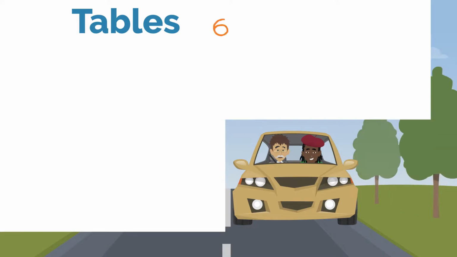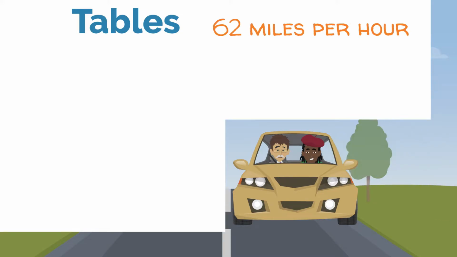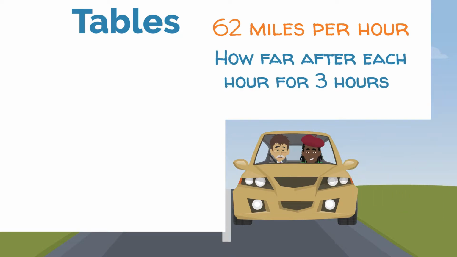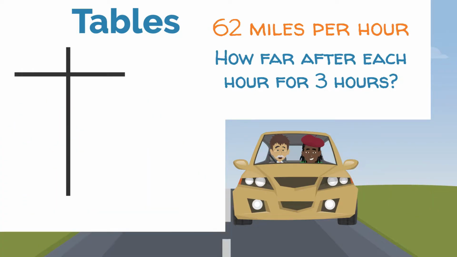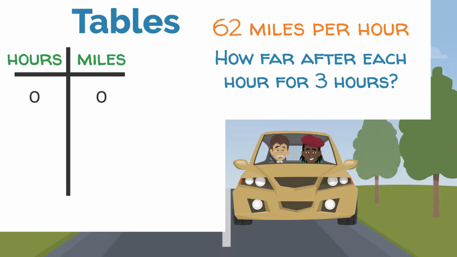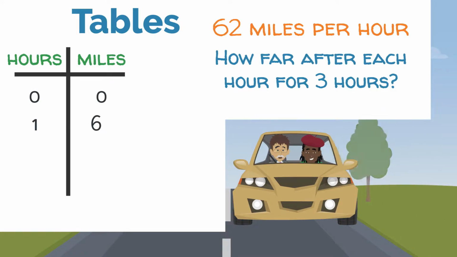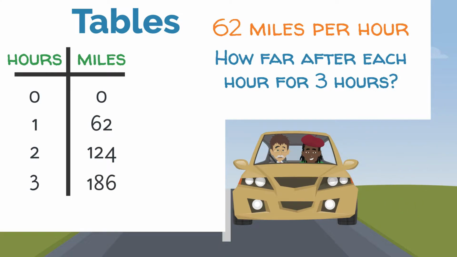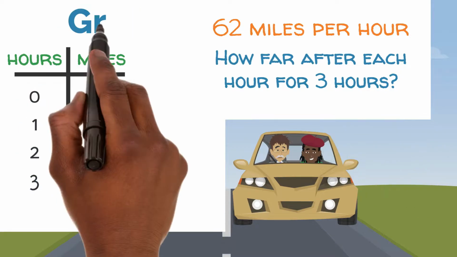Kaji drives 62 miles per hour. How far does Kaji go at the end of each hour for 3 hours? Since I know how far Kaji drives in 1 hour, I can increase the number of miles by the same amount. Each hour Kaji drives, he drives 62 miles further. From our table, we can see how far Kaji drives after each hour, and that he drives 186 miles in 3 hours. Another way to represent these relationships is with a graph.